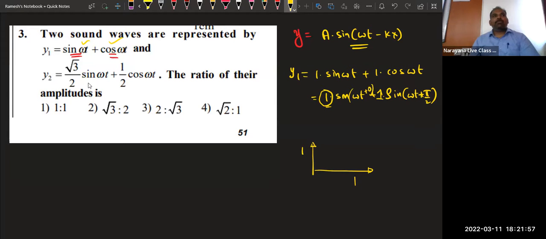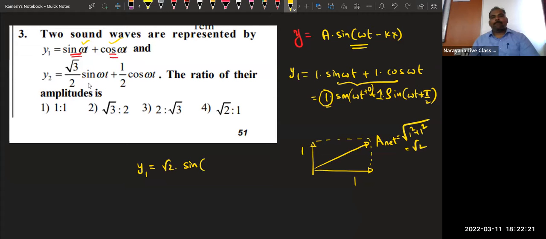Then I want the net amplitude. What is the net amplitude? According to the parallelogram law of vector addition, this diagonal represents the net amplitude, no? Net amplitude how much? Under root of 1 square plus 1 square means root 2. So how can I write this resultant equation? Y is equal to root 2 into sine of omega t plus some initial phase. This is the initial phase, na? How can you write tan?